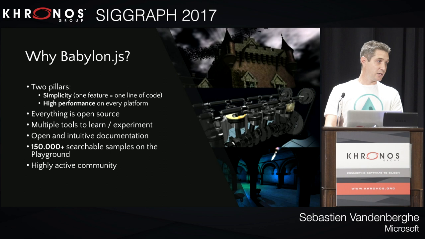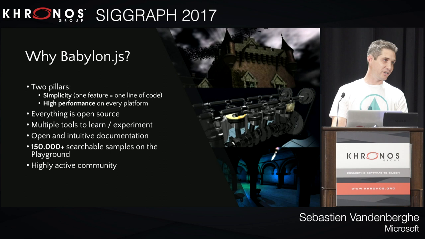We've got two major concerns on the Babylon team, which are simplicity and efficiency for all of the code that people will write for it. Basically, we are trying to match one feature with one line of code, and a short line of code is better in this case. We are trying to put everything open source, and even our tooling, we're really willing to share it with the community to ensure WebGL as a whole is growing faster. We've got multiple tools, as we'll see later on during the presentation as well.